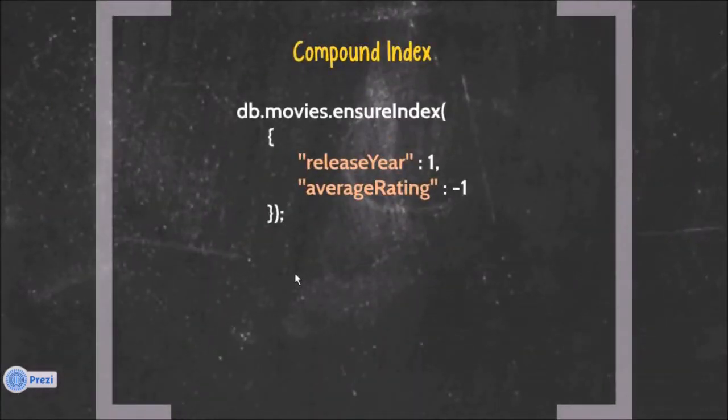Another type of index is the compound index. In this type of index, you can use a combination of keys to create an index on them. This is almost like a composite key in traditional RDBMS. So this is an example of a compound index where you can specify two different keys, one with ascending order and another with descending order.